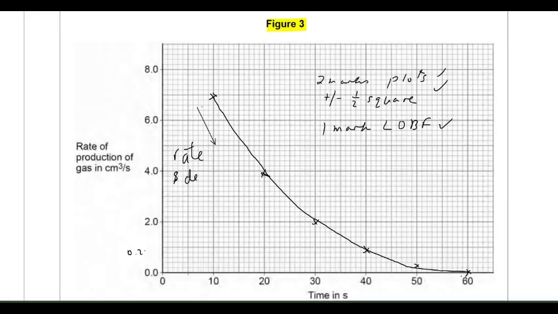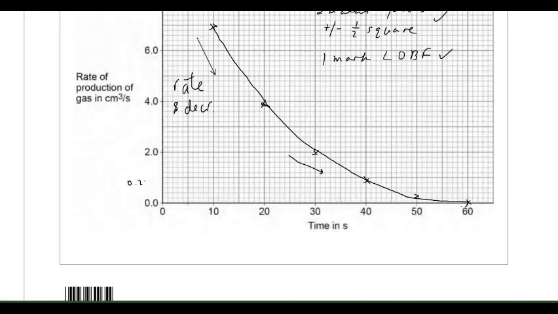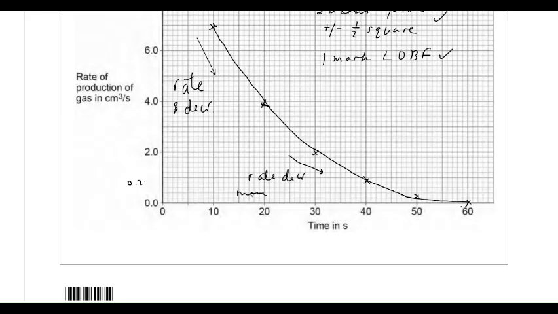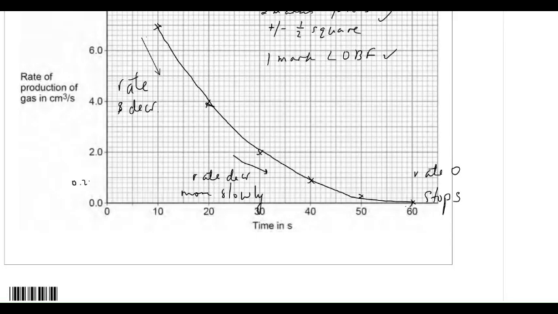Then if we look at the middle part, the rate at which it's decreasing is actually slowing down because the curve is becoming flatter. And then finally, at the very end, at 60 seconds, the reaction has stopped, so the rate must be 0. If you wanted to, you could also add a little bit of detail. So, for example, the rate is decreasing more slowly around 30 seconds.